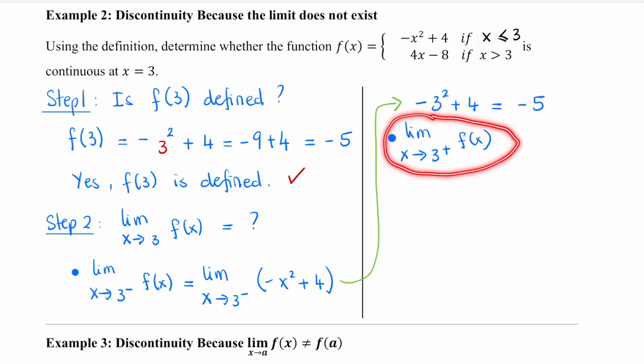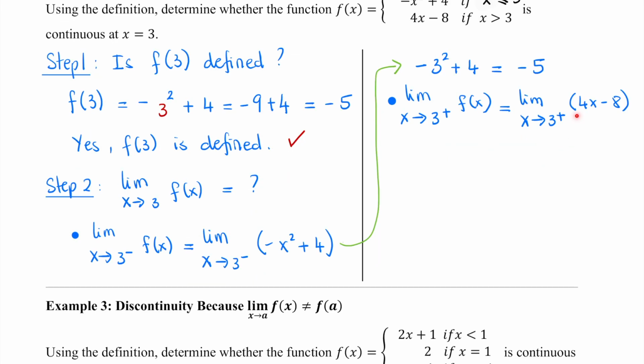This is the notation for the right-hand limit. I use the little plus sign here, indicating that x is approaching 3 from the right. When x is approaching 3 from the right, that means x is greater than 3. We will use this formula, 4x minus 8. 4x minus 8 is a polynomial. To find the limit when x approaches 3 from the right, we substitute x with 3. 4 times 3 is 12, and 12 minus 8 is 4.